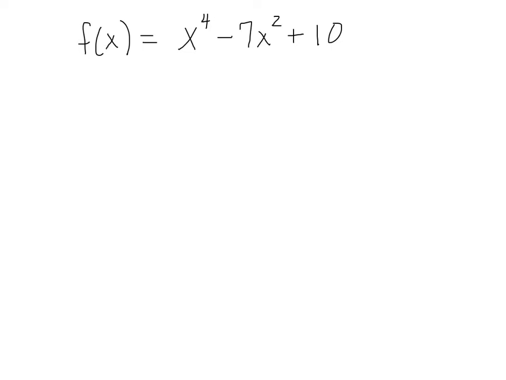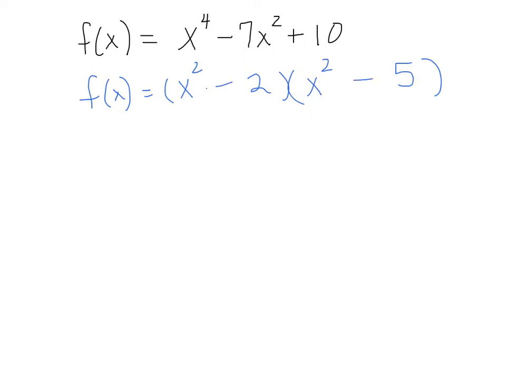Okay, so here's another one. And you can see that I'm going to start it off the same way. X to the fourth is just x squared times x squared. A is 1, so I'm good. And then the factors of 10 that add to 7 are 2 and 5, and they're both negative.